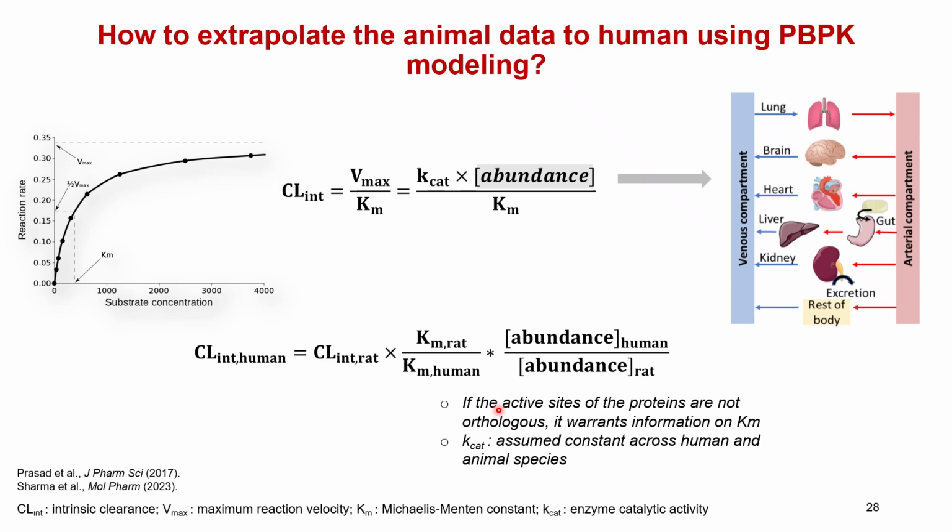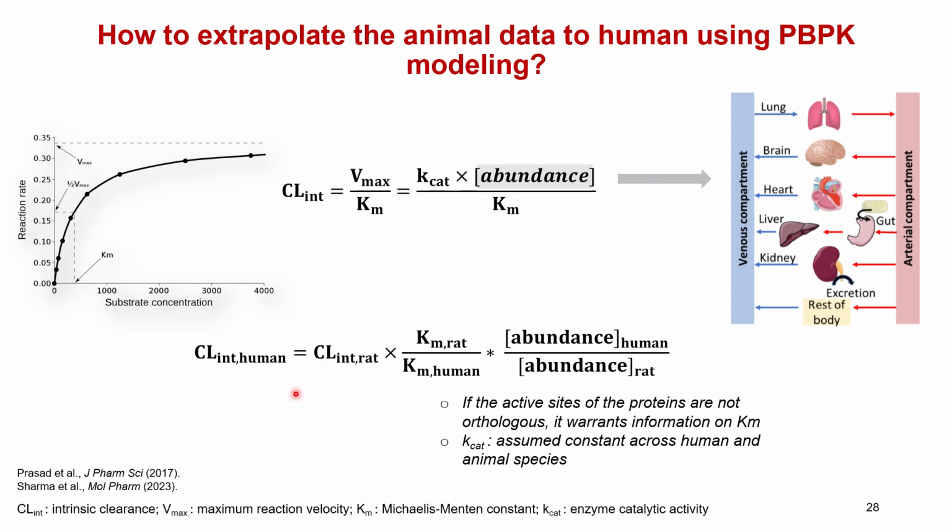So here in this case, the abundance data in human and the abundance data in rat is used to calculate the intrinsic clearance in the human, and the Km information can be assumed the same if the active sites of the proteins are orthologous between rats and humans. However, if not, then we would like to have the information on the Km in both humans and rats.